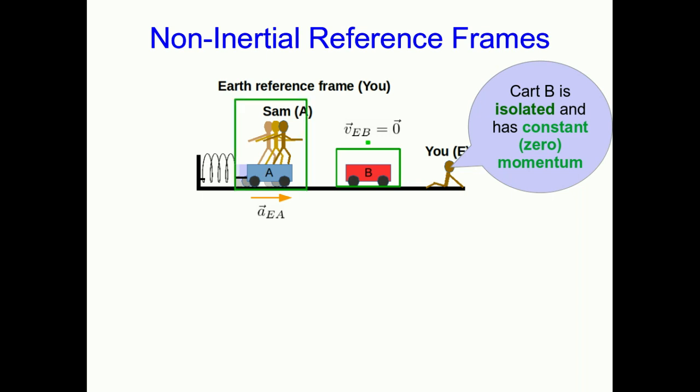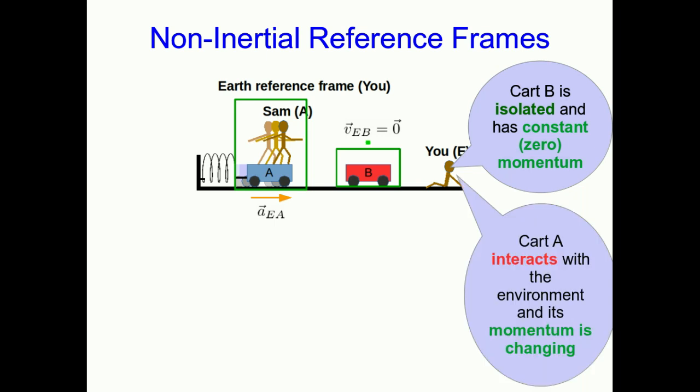You can also look at Sam. And to you, Sam and the cart A are clearly interacting with the environment because of that great big spring that's crossing from the environment into the system, across the system boundary. And also you can see that they're accelerating, so clearly their momentum is changing. So all of this is as we expect.